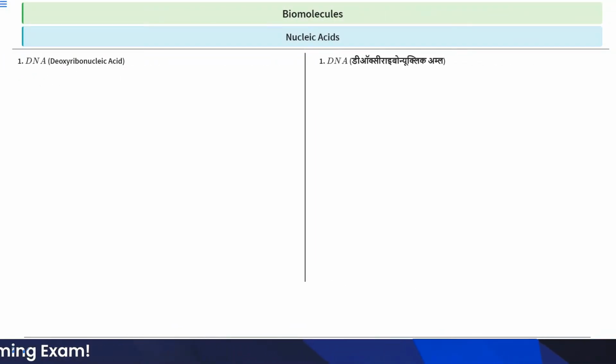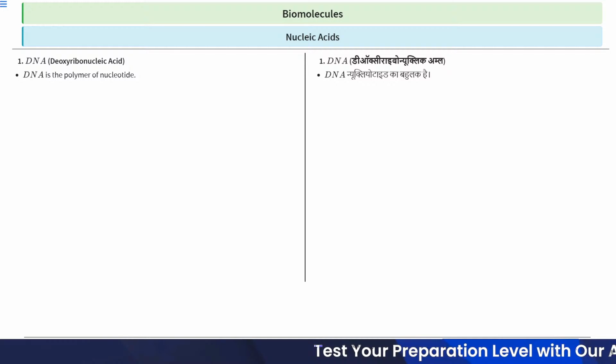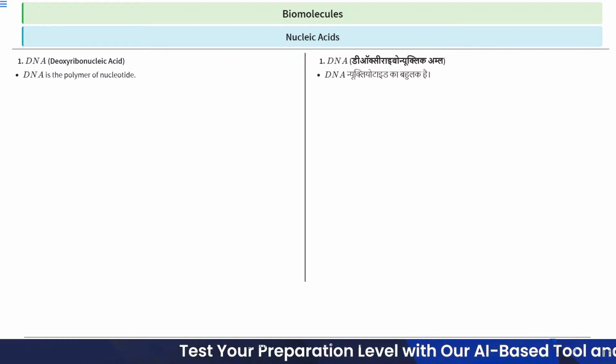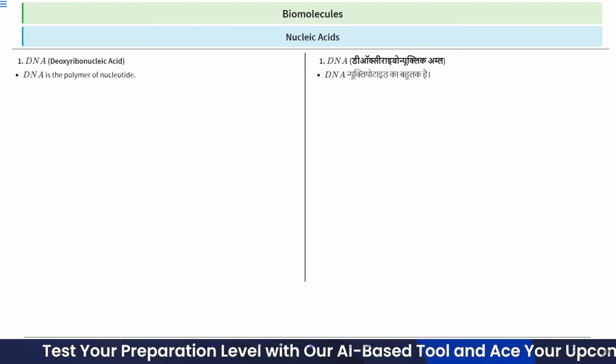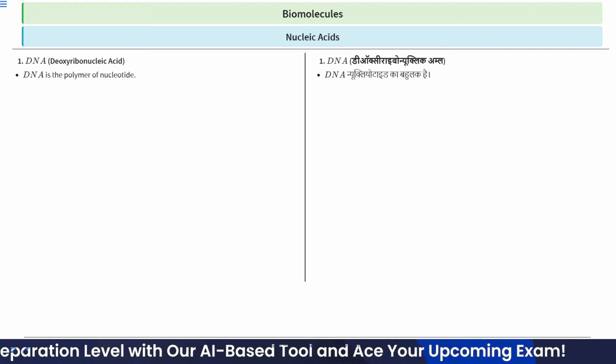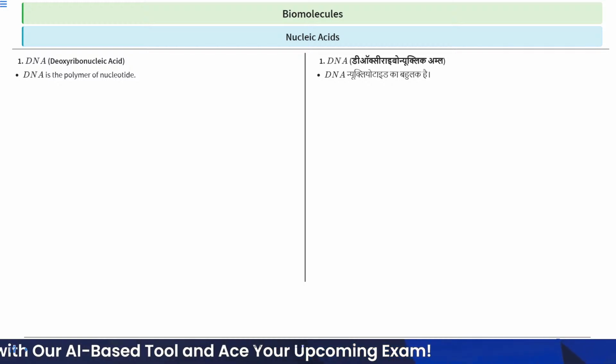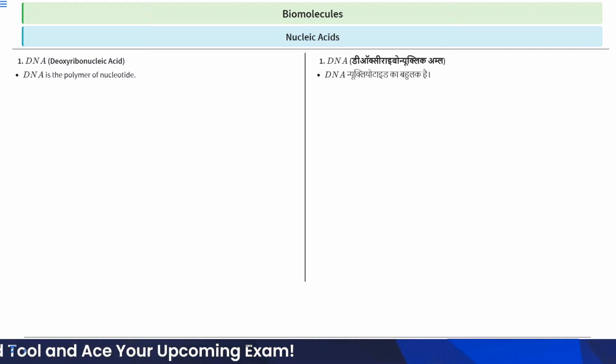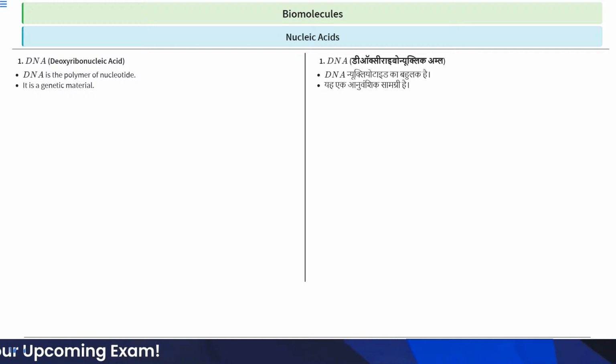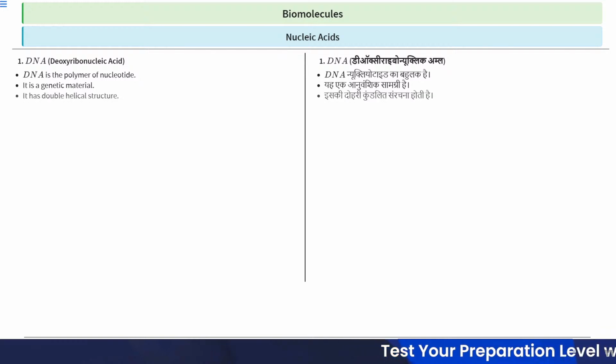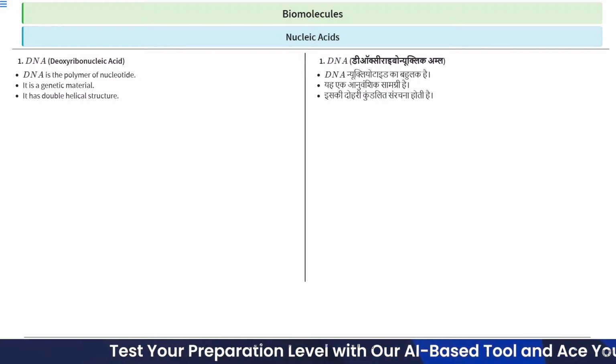First one, DNA, deoxyribonucleic acid. DNA is the polymer of nucleotide. That means when you join many nucleotides, you can get a DNA polymer. It is a genetic material related to the genetic information. It has a double helical structure.